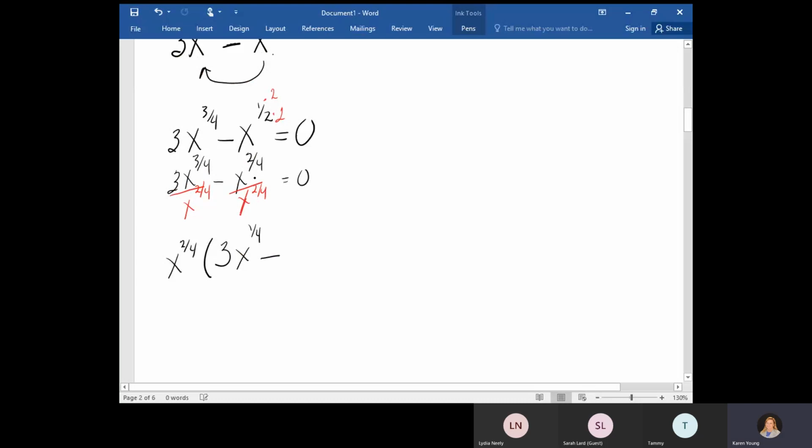Now, when I divide x to the 2/4 by x to the 2/4, what am I left with out here? We take away the 2/4 and not even worry about them. What's x divided by x? 1. So I'm left with a 1 here. Is that 3x to the 1/4? Yeah, 3x to the 1/4 minus 1, and they all equal 0.